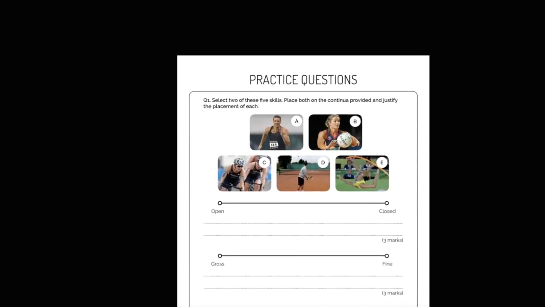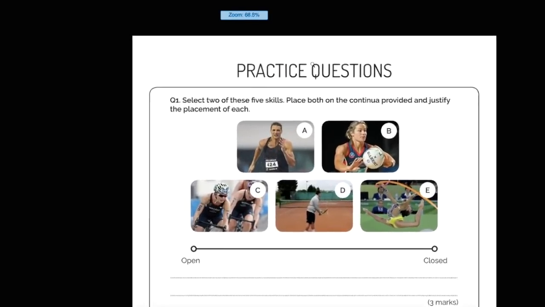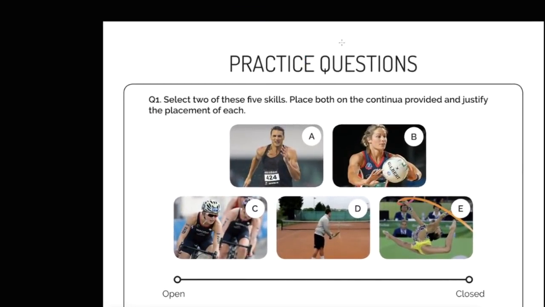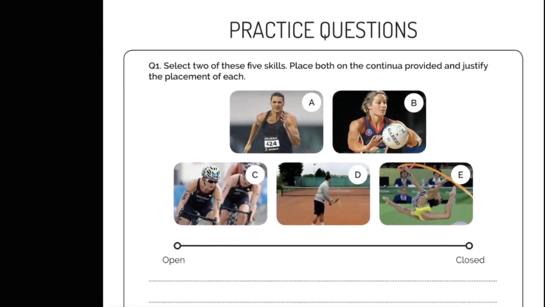Let me make that slightly bigger, actually. I'm going to do that like that. Okay, so what are we going to do here? We've got a question. Select two of these 5 skills. Okay, so only 2 of them are going to get me marks. Place both on the continua provided and justify the placement of each.